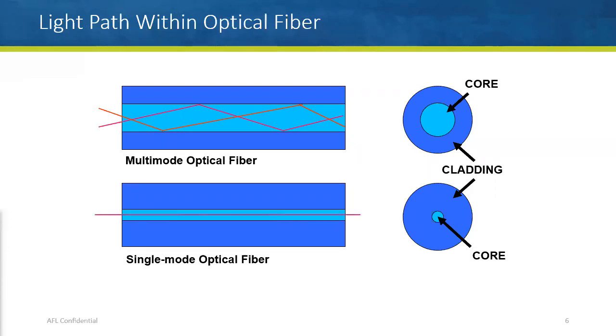Where single mode, the light basically has to go right down the center because the core is so small that there really isn't the capability of the light bouncing around. Also, the use of lasers make sure that we can line up and go right down the center better as well. And where the multimode is typically LED, which is more of a diffuse type light.